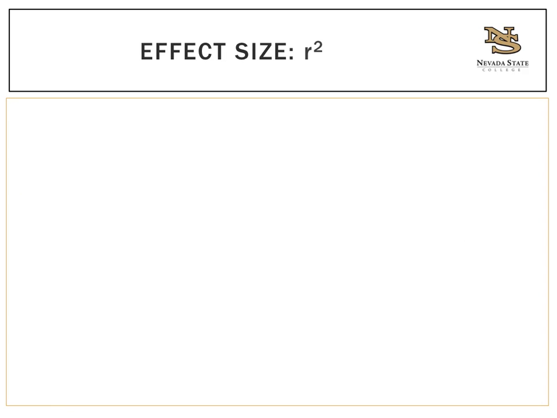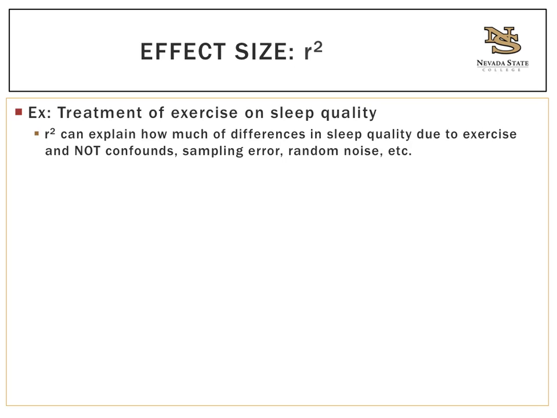However, if you wanted to use R squared, it would look exactly the same as when we ran it with the single sample t-statistic. And so that is, as you probably remember, how much of your variability is explained by your IV. So in this case, R squared can explain how much of differences in sleep quality are due to exercise and not to confounds, to sampling error, to random noise, etc. It's going to give it to you as a percentage.